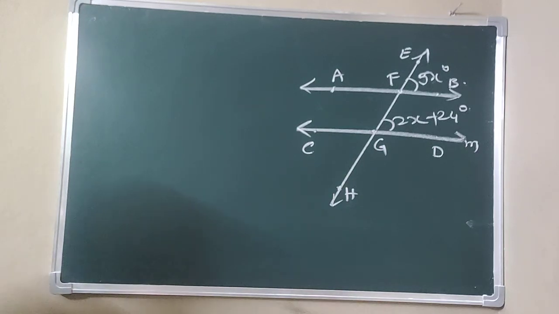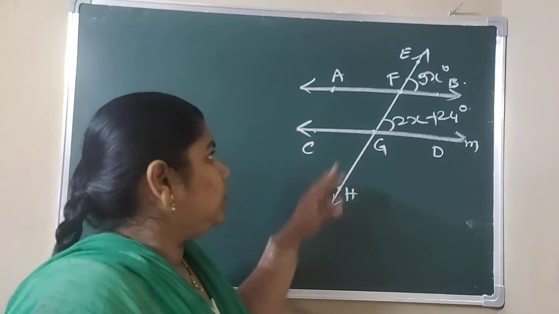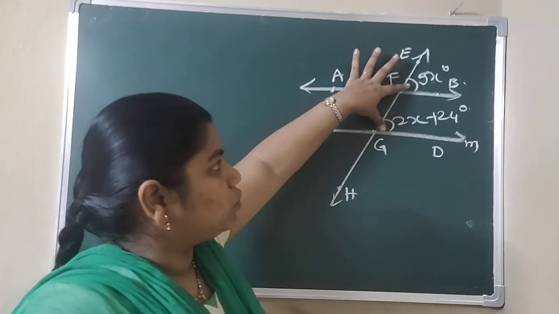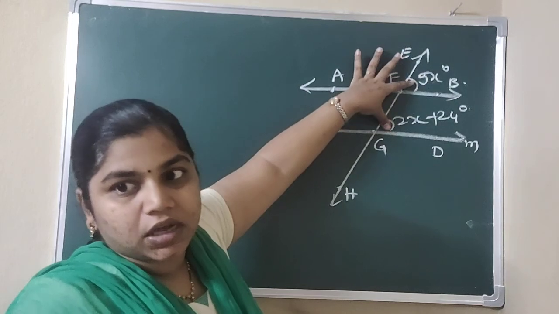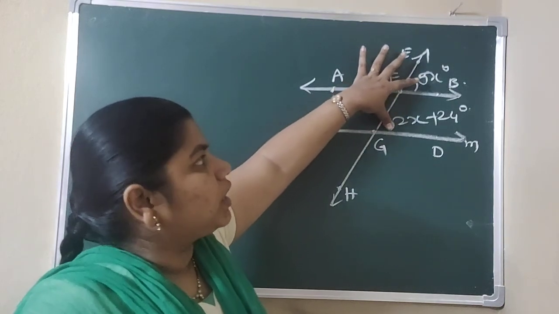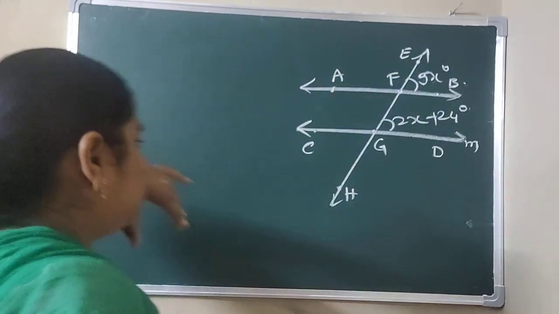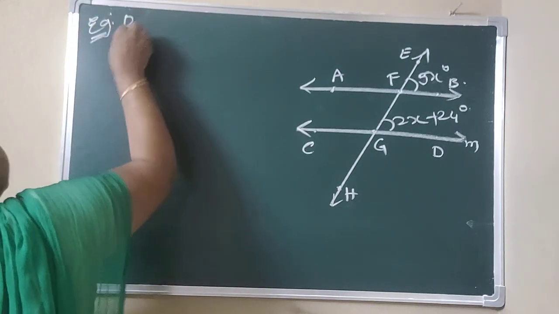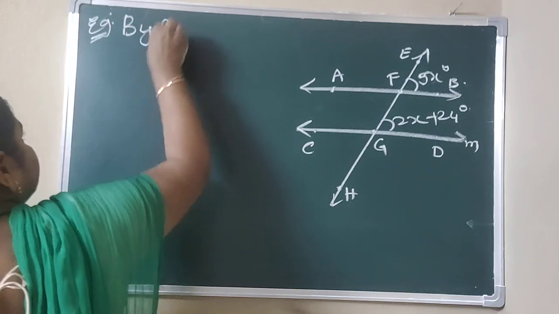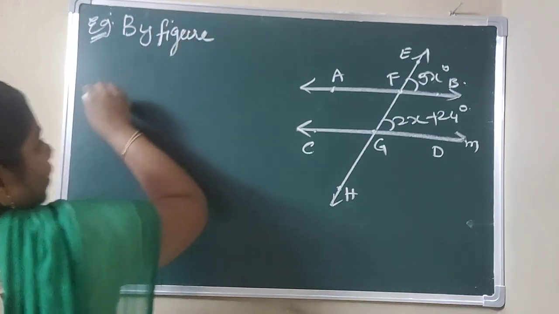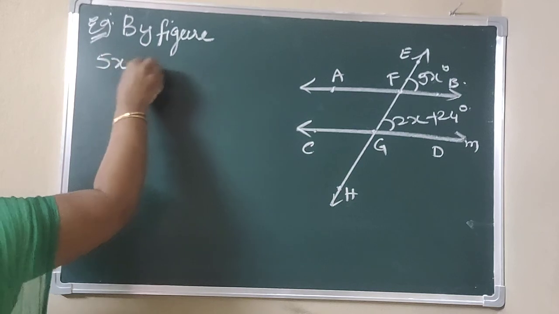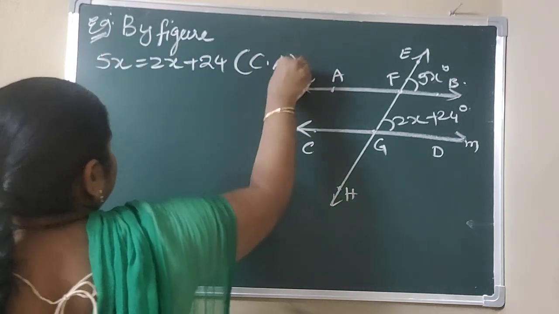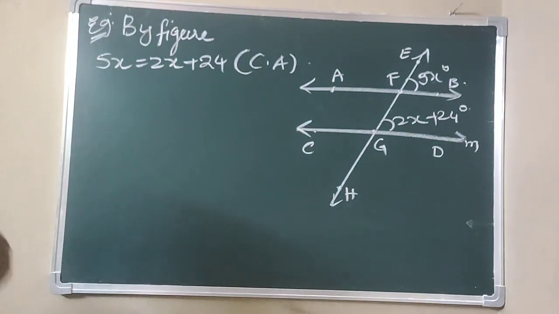We have to find the x value. So if you see this, these two are parallel lines and this is a transversal, and these two types of angles we call corresponding angles. So we know that the corresponding angles will be equal. So here by the figure we can write 5x is equal to 2x plus 24 because they are corresponding angles. So always the corresponding angles will be equal.